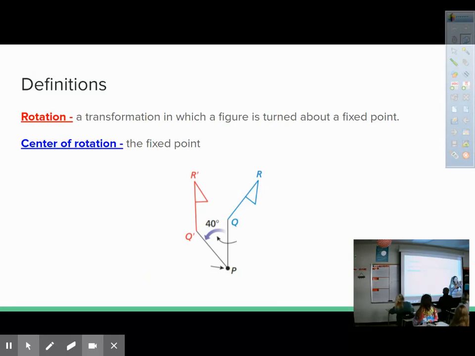Like I was explaining, if I had a flag attached to this end, and this is my fixed point of rotation, that flag would be at the end turning. But if I had the actual flag holding it, it would be here, and the flag would be turning like here. So you have to keep in mind your center of rotation. For us, I'm going to do your center of rotation the same on everything, and it's going to be around the origin. The origin is always going to be your center of rotation.